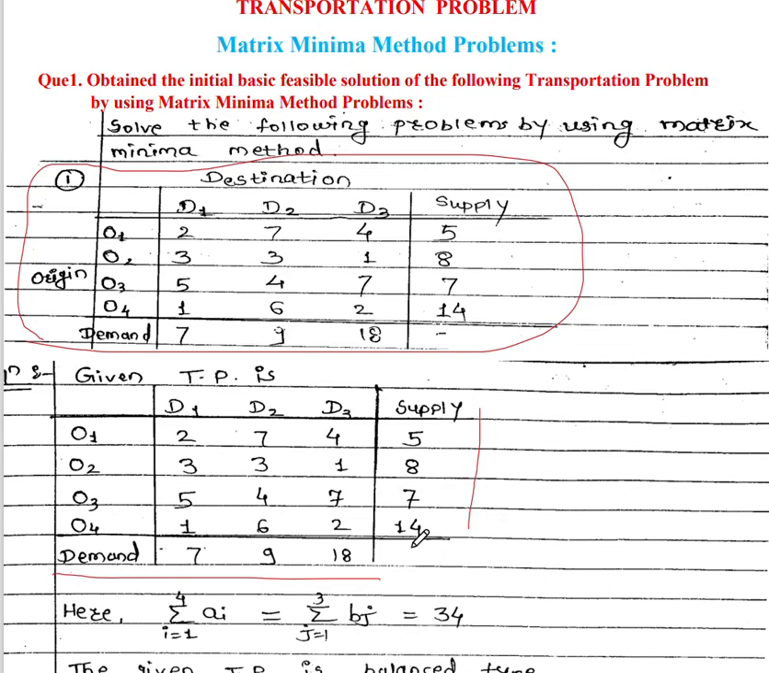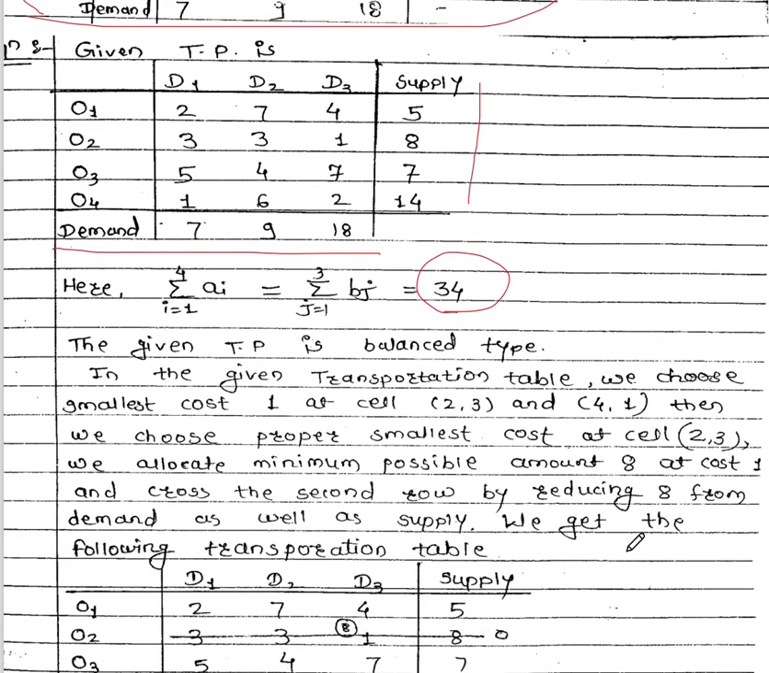Okay, so if you observe, the summation of ai is 34 and the summation of bj is again 34, the addition of this column and the addition of this row, both are equal, that is 34. So hence we can say that the given problem is a balanced type. Okay, now we have to allocate the minimum possible amount. What is the next step? The next step is to allocate the minimum possible amount from supply as well as demand.